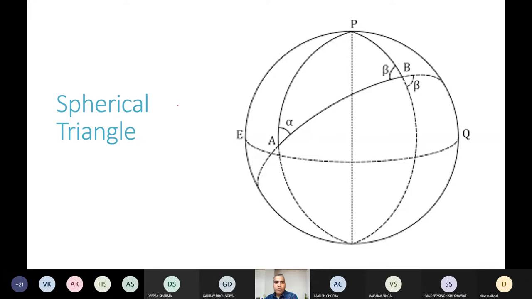So then we come to what is a spherical triangle. A spherical triangle is a triangle on the surface of a sphere, all three sides of which are parts of great circle. Now, when we have a spherical triangle, there are some formulas which we use to solve that triangle. So let us see those formulas one by one. The first one is cosine formula.